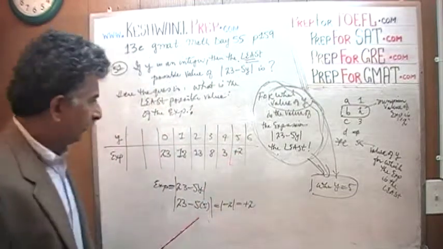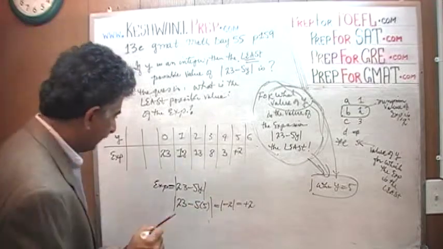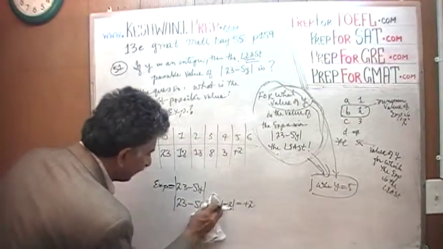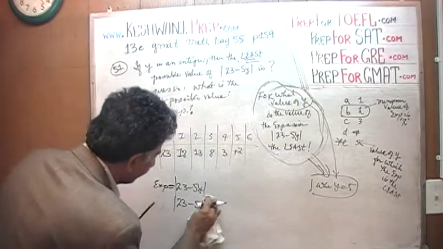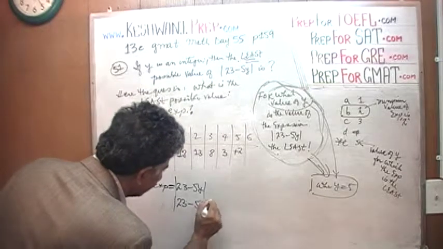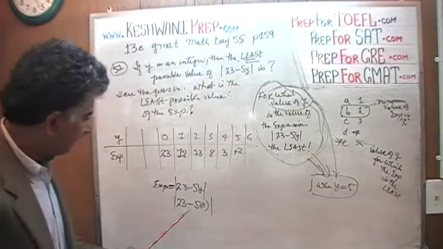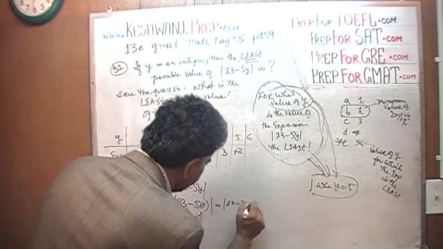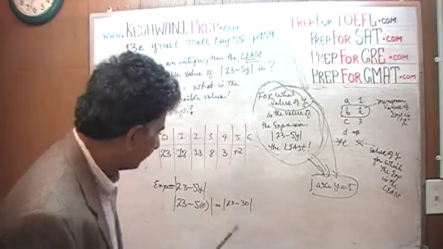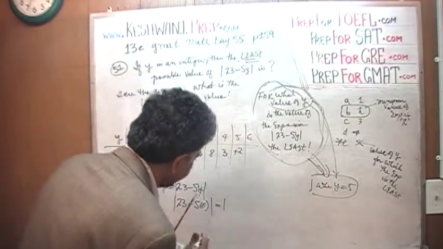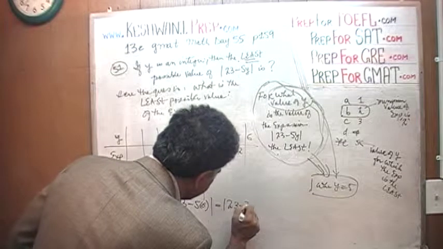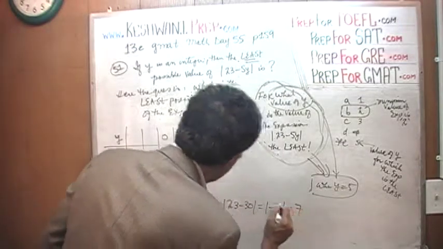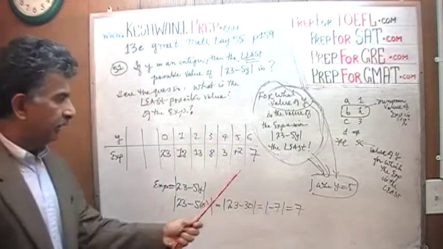Now what happens if you go one more? If you were to plug in 6 for the value of y instead of 5, we end up with 23 minus 30, which is negative 7, and the absolute value would be positive 7. You see, this is no longer the minimum, it goes up to 7.